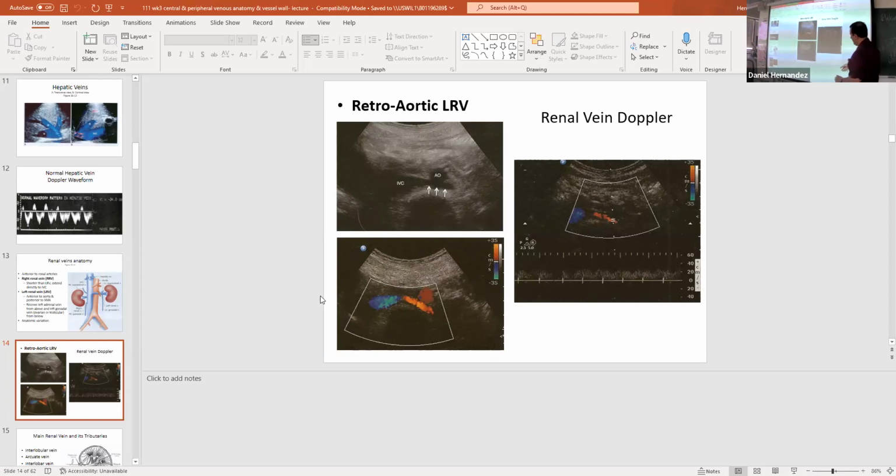Then this was that same picture now with the color on. So here's our inferior vena cava and aorta. And you can see that left renal vein coursing posterior, or behind the aorta, when it should be anterior to it.